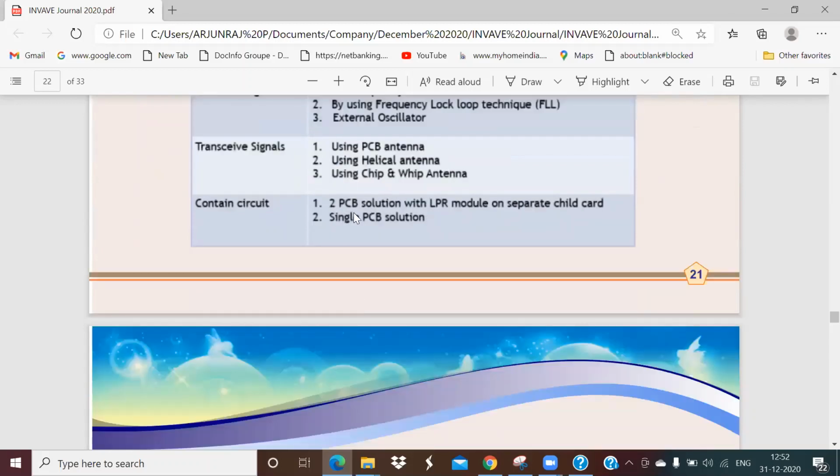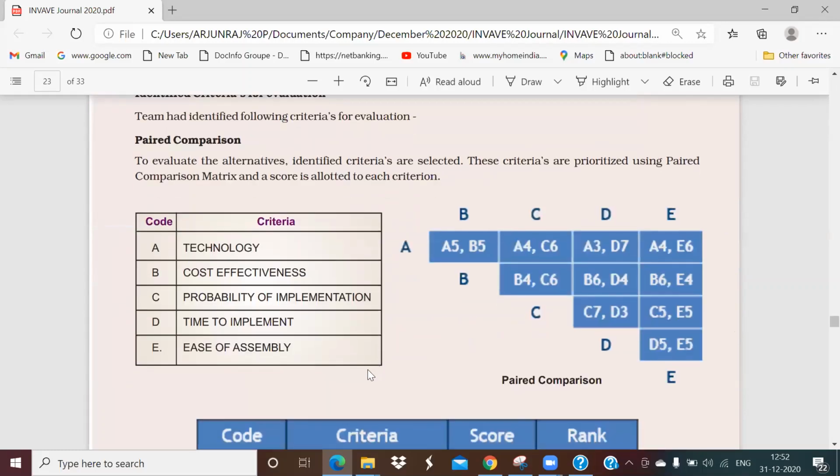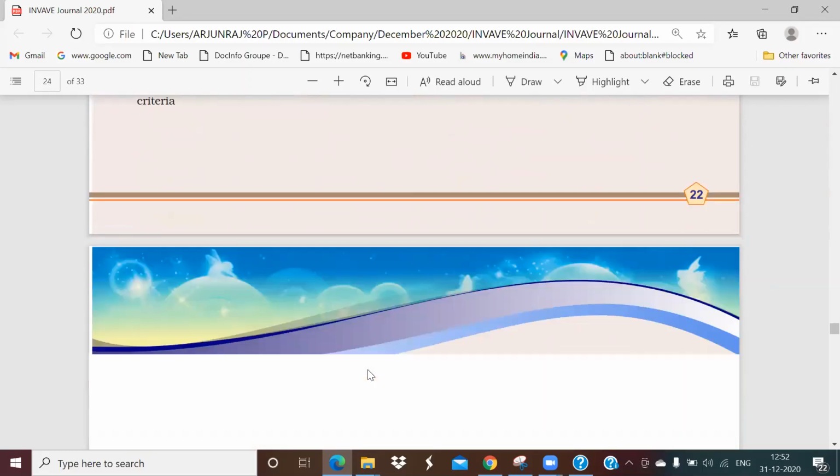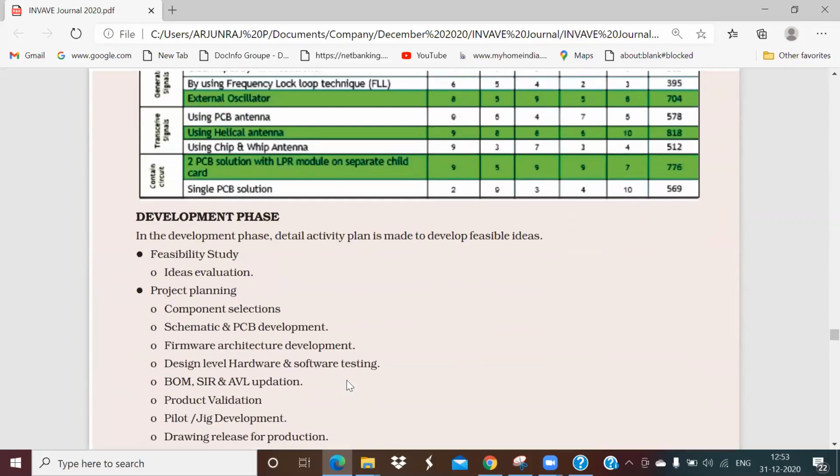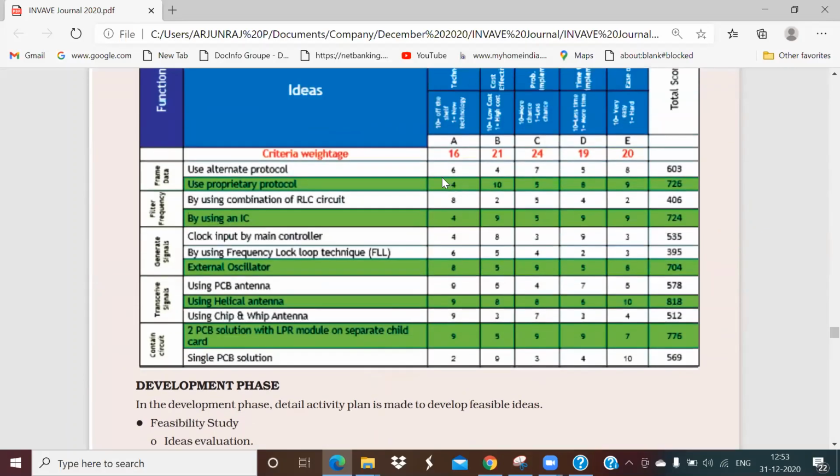You can go with a two PCB solution with the LPR module on a single separate side card, or instead of two, you can have it on a single PCB also. You can integrate the PCB. Then you are going to evaluate ideas and rank them. So what is the best rank? Maximum point goes to 24. So no, maximum is 726.